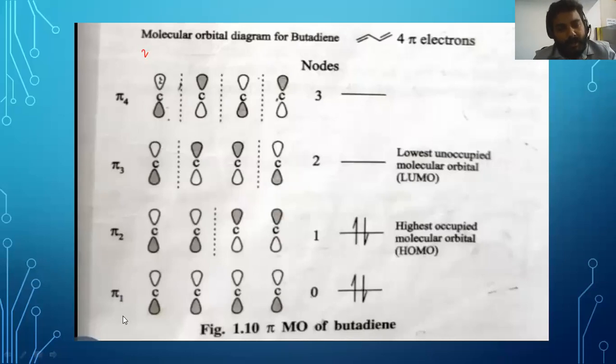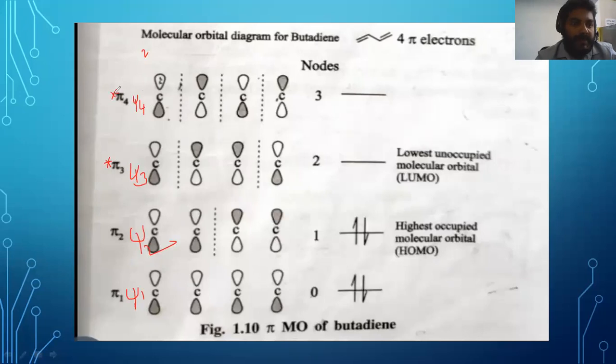Psi 1 is the first electron splitting level. These are the energy levels. This is psi 1, this is psi 2, this is psi 3. But here a star should be there. The star is very important. This is psi 4. This star is the indication.